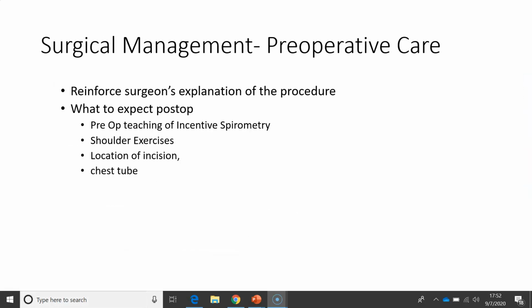Let's look at what the nurse's responsibilities are preoperatively for a patient who has lung cancer and is going to have surgery. We need to make sure that we can answer any questions that the patient may have concerning the operation. And if they have doubts or have extensive questions, that prior to being medicated for surgery and signing their consents, you consult the surgeon again to come and speak to the patient concerning their concerns.